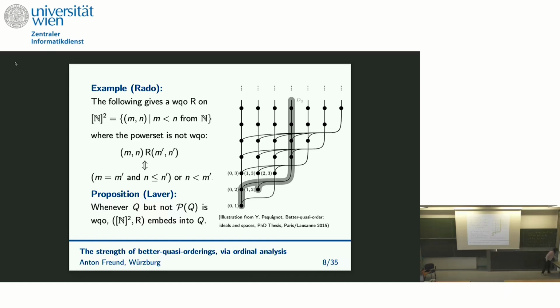We say that one pair (m, n) is R-smaller than another pair (m', n') if one of the following happens. Either the first components are the same and the second components are in the usual order on the natural numbers, or the second component of the left pair is bounded by the first component of the right pair. And you can visualize this as follows.